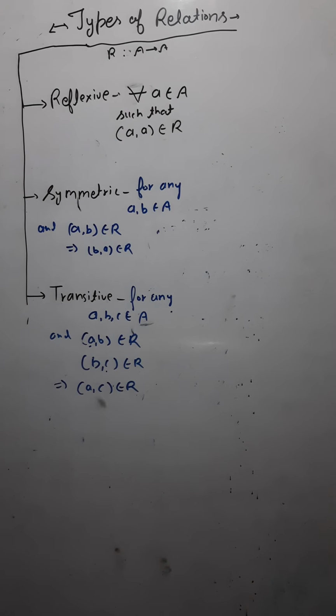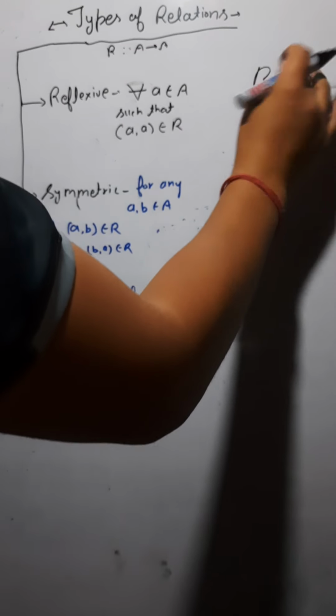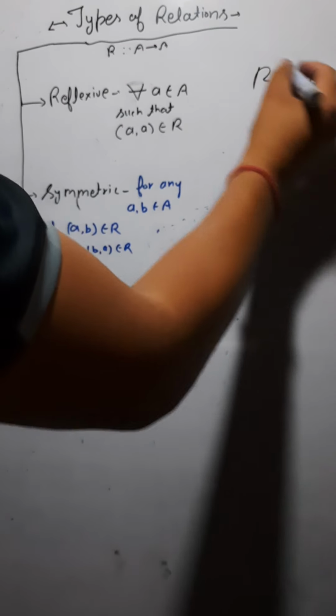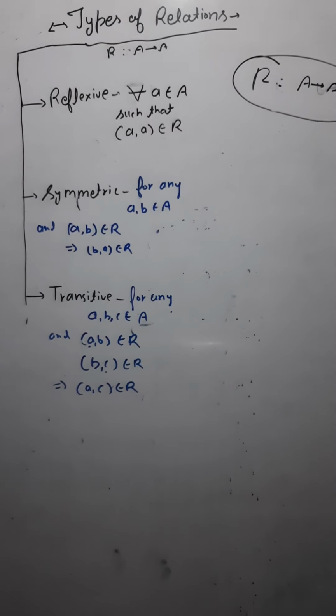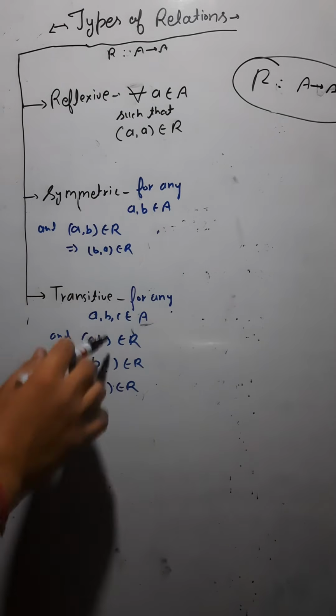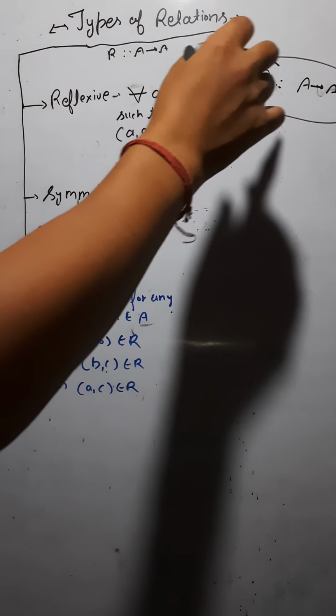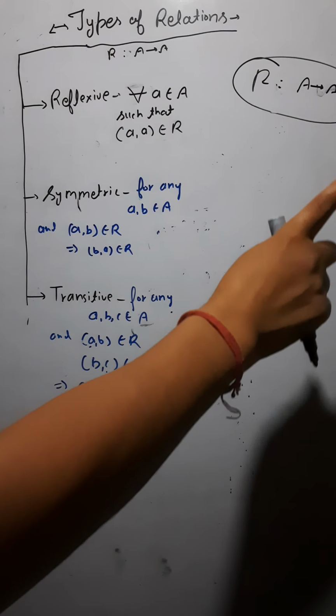Now one more thing let me tell you. If you have a relation R from A to A, and the relation is reflexive also, symmetric also, and transitive also, then you would be calling such a relation an equivalence relation.